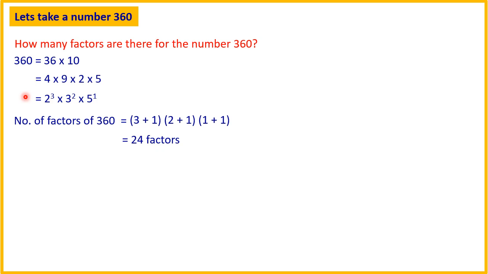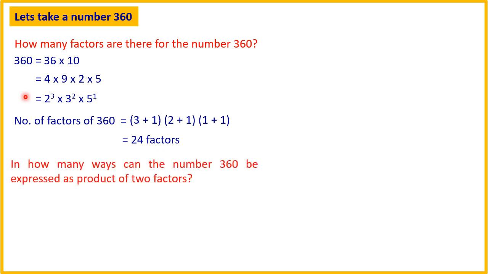So my next question is now, in how many ways can the number 360 be expressed as a product of two factors? जैसे कि सबसे पहला पेयर 1 into 360, दूसरा पेयर 2 into 180, तीसरा पेयर 3 into 120 and so on. So ऐसे कितने पेयर्स बन सकते हैं in which the number 360 can be expressed as a product of two factors? This is very simple. This is equal to number of factors divided by 2. Factors का आधा हो जाएगा. So that is equal to 12.